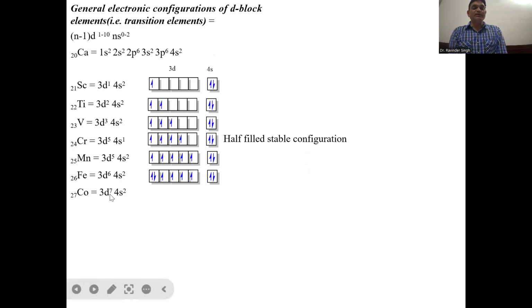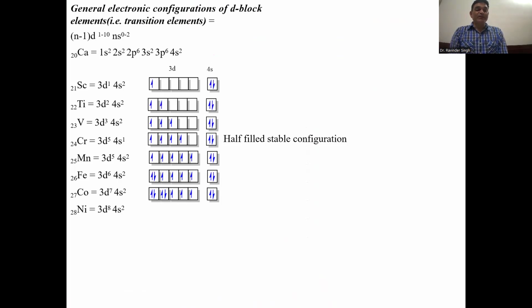Next is cobalt. The electron configuration is 3d7 4s2. You can see the diagram here. It means we are following Hund's rule of maximum multiplicity. Nickel is 3d8 4s2.